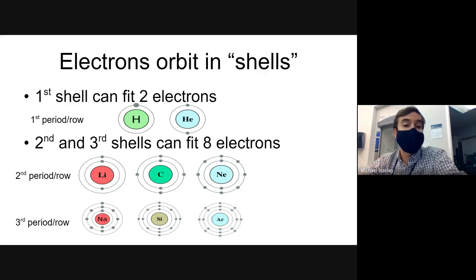So that is the basic process of figuring out how to put electrons in their shells around an atom. You figure out how many electrons that atom has. You start by filling up the first shell. If you put down 2 electrons and you still have some left over, you move on to the second shell. If you put down 8 more electrons and still have some left over, you move on to the third shell.